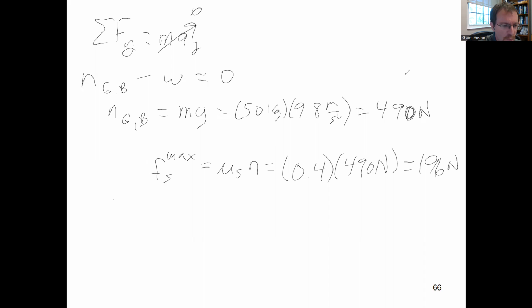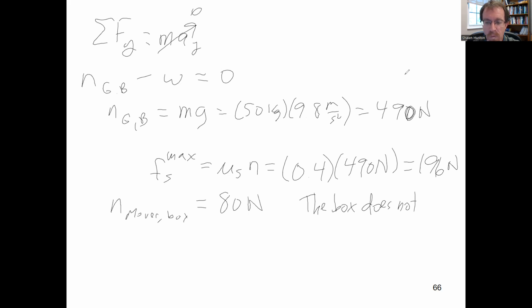Now, how much was the mover pushing with in this problem statement? It said that the mover pushed with a force of 80 newtons. All right, so the mover's only pushing with a force of 80 newtons. That's definitely not enough to overcome that maximum size friction force of 196 newtons. So the box does not move. Awesome.